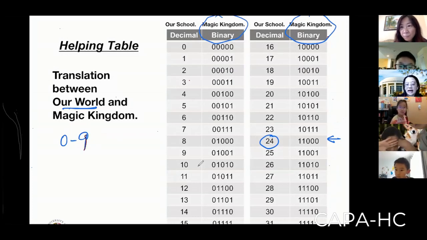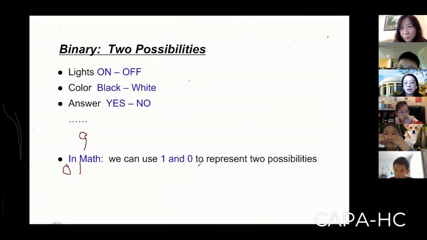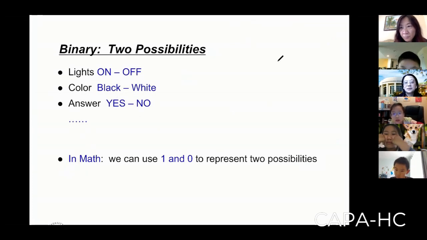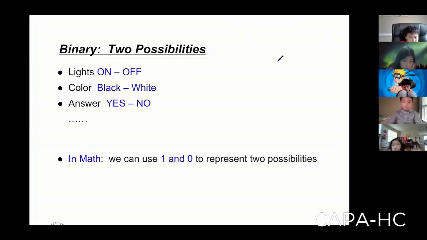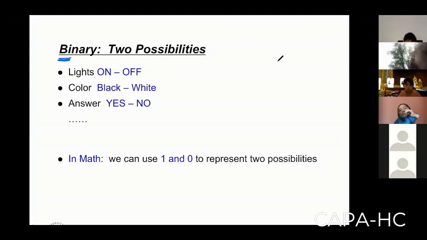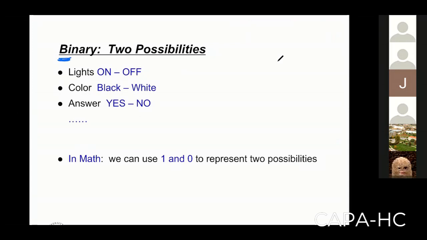So if we just remember what we talked about, in our world, we have 10 digits from 0, 1, 2, and all the way to 9. But in the Magic Kingdom, they only have 2 choices, 0 and 1. Scientists and mathematicians would call these 2 choices binary. Some of you may have seen this: bi means 2. So you have your bicycle, which has 2 wheels. In contrast, a tricycle, tri, would mean 3. So binary means everything in this kingdom has just 2 choices, 2 possibilities.